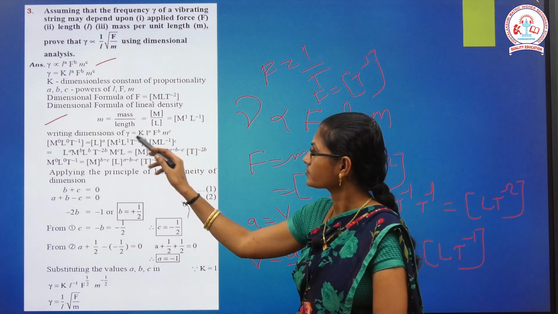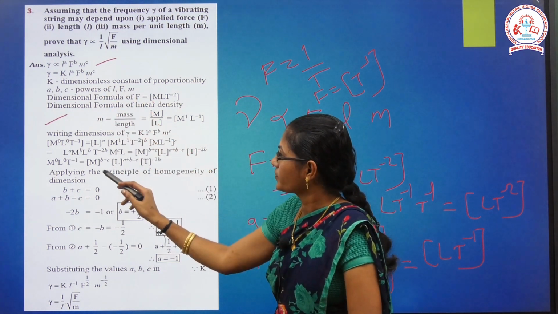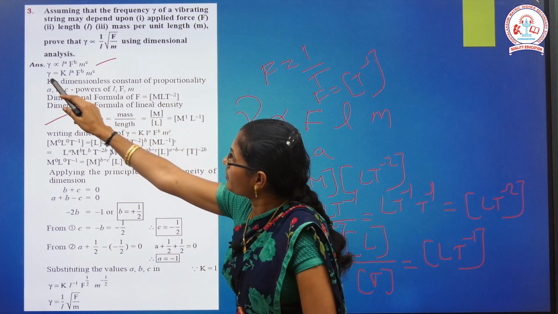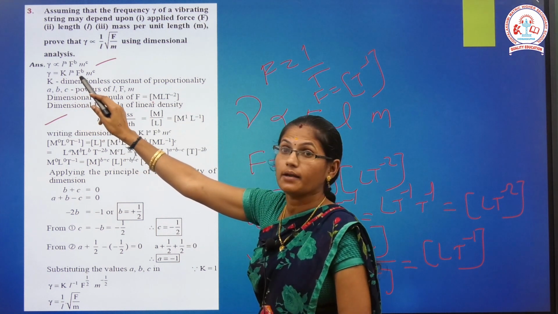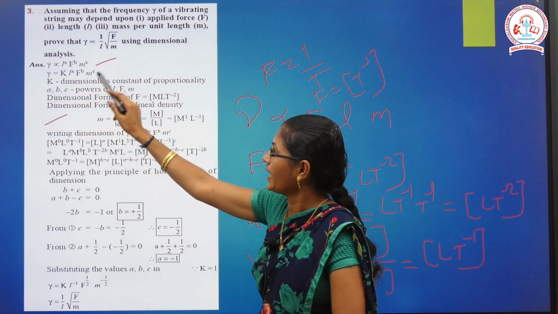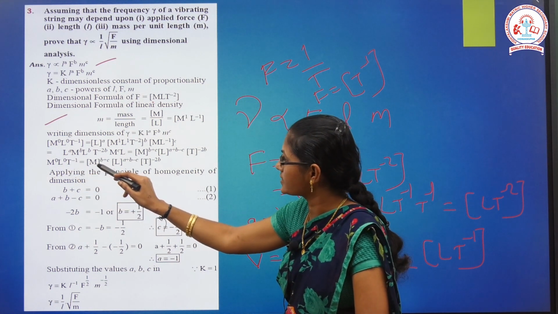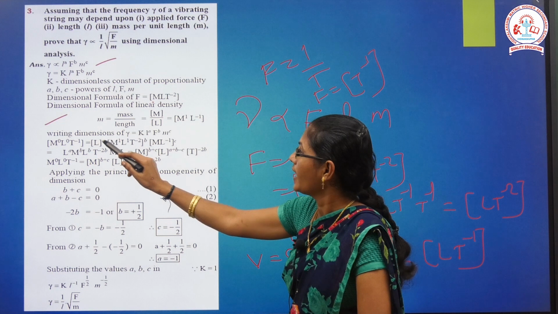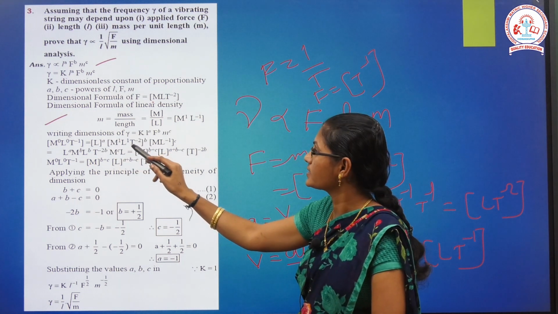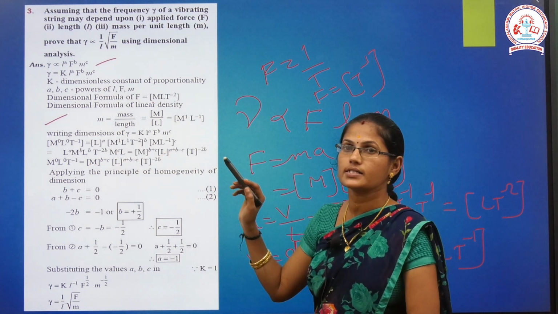And next thing, the force formula. So, gamma is directly proportional to k, L power A, F power B and M power C. This is the frequency dimensional formula, this is the mass dimensional formula, this is the length dimensional formula, and this is the force dimensional formula. Is it clear, all of you?